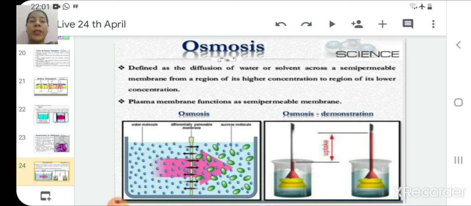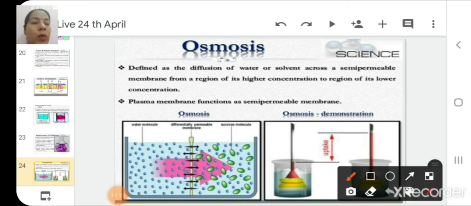Then another important point is that movement is from a region of higher concentration to a region of lower concentration. The plasma membrane functions as a semi-permeable membrane, which allows some of the material to pass across it. So here, in this diagram, you can see water molecules are more here and sucrose, meaning sugar molecules, the green color ones, are here.